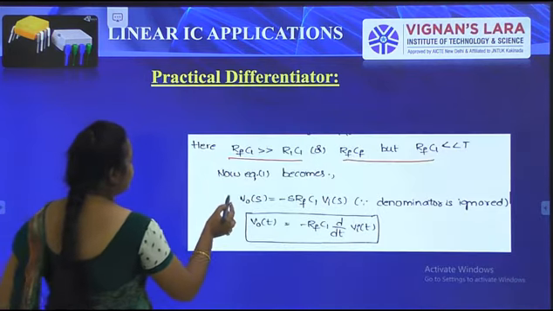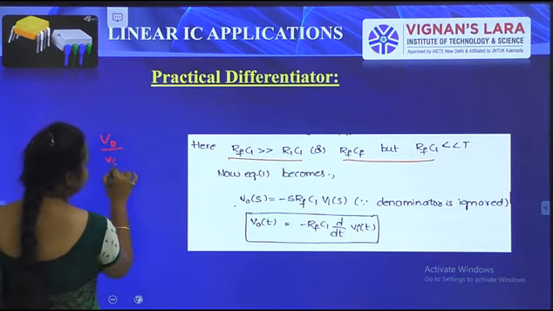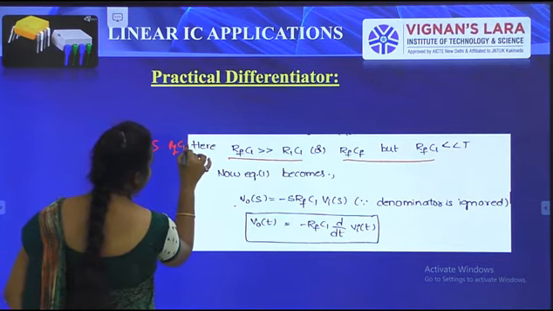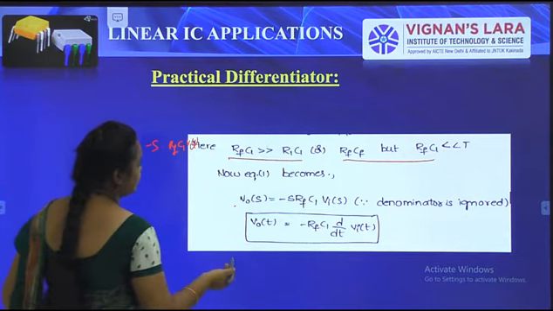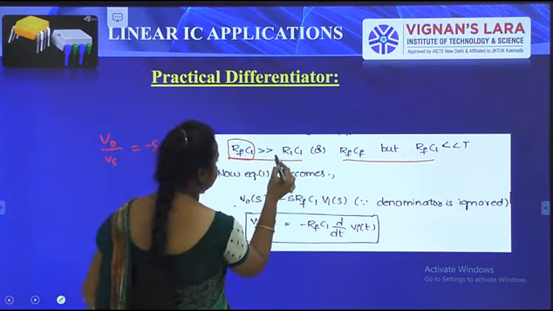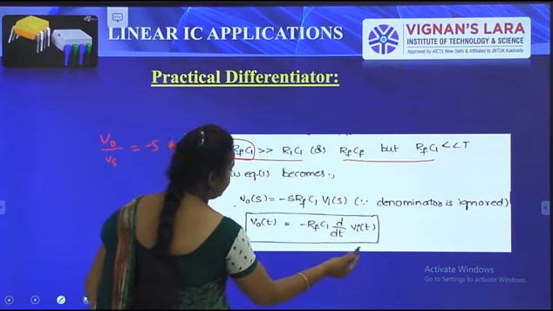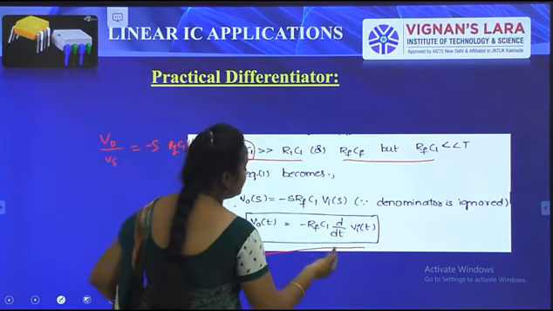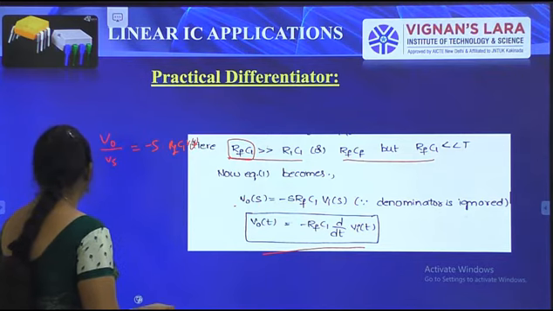Then we can get V naught by Vs is equals to minus S into RF C1 V1 of S. So here we can get the denominator term. Why? Because RF is greater than R1 C1. So in the final equation we can get like this: V naught of t is equals to minus RF C1 into d by dt into V of t. So this is a practical differentiator term.